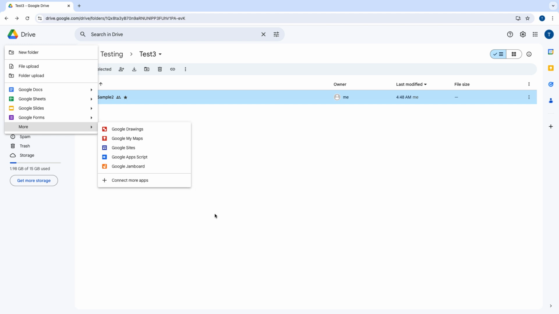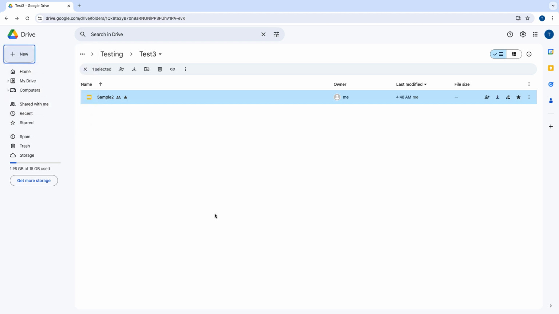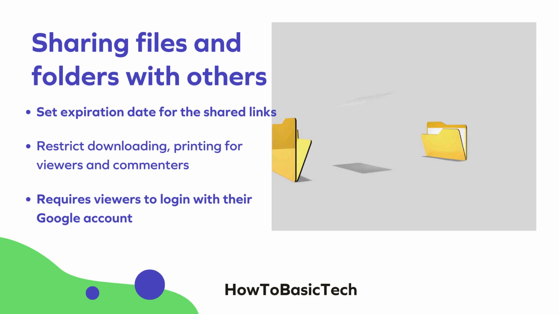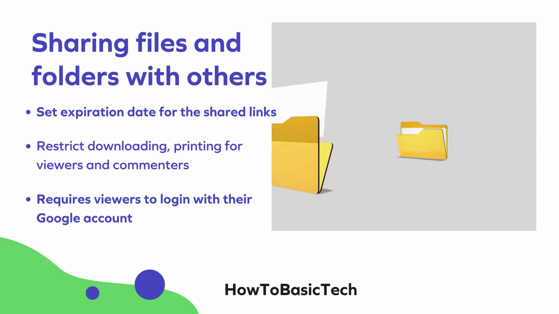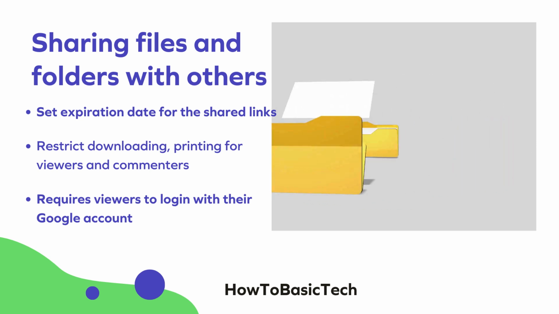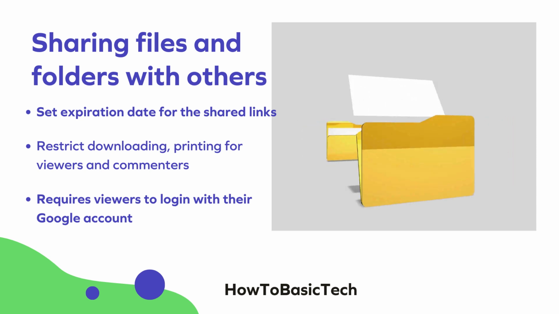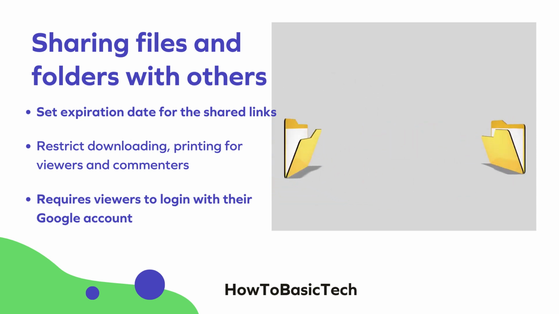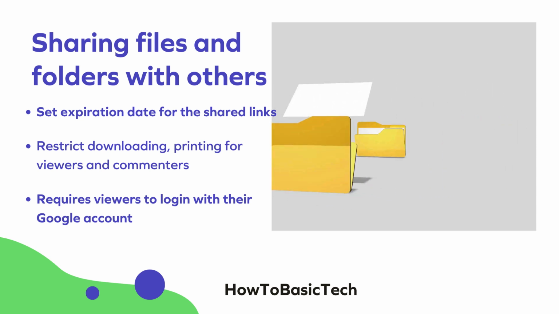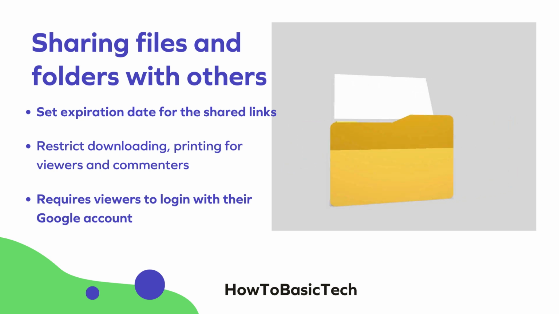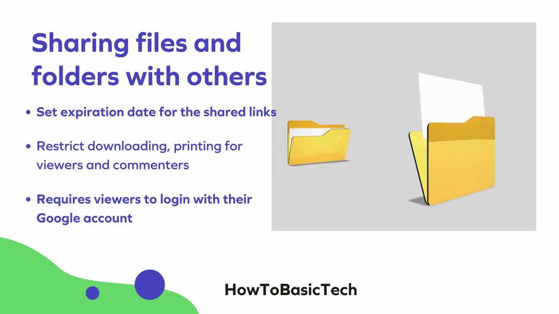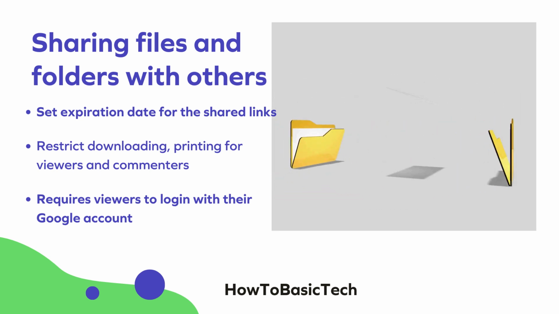Another advanced feature is file sharing settings. While we covered the basics of sharing, there is more you can do here. For example, you can set expiration dates for shared links, restrict downloading, printing and copying for viewers and commenters, and even require viewers to log in with a Google account. These settings give you greater control over your shared content.